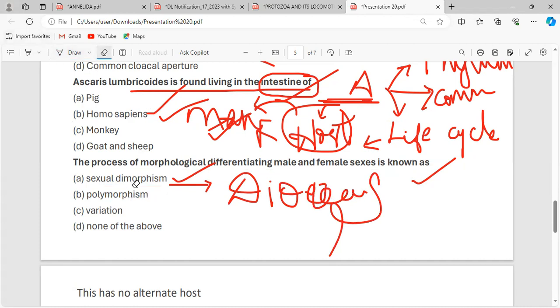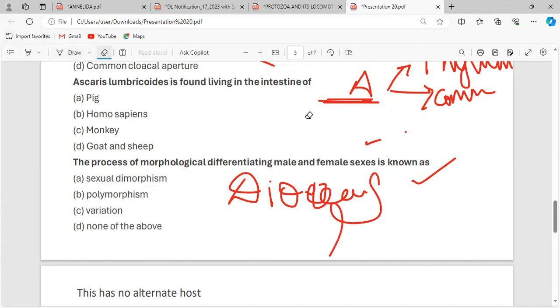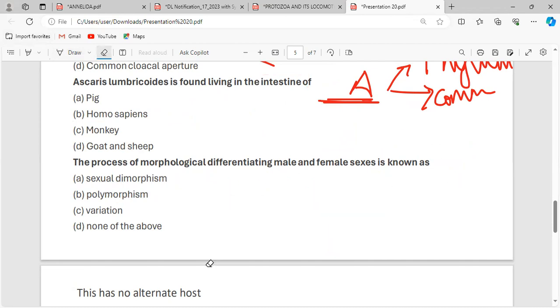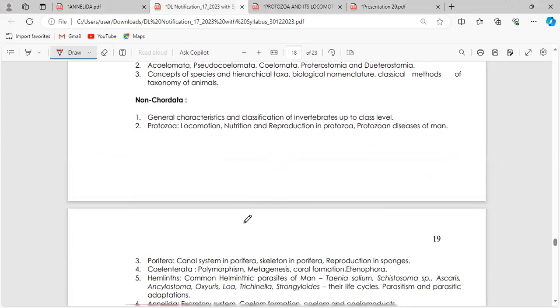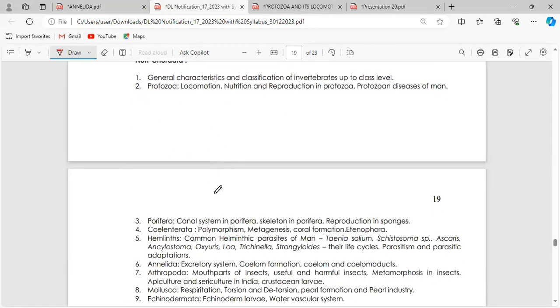What is polymorphism? Which phylum is the best example for showing polymorphism? Tell me which phylum is responsible for showing perfect polymorphism. If you know the syllabus, you can easily know. That is why I keep stressing each and every point. In which phylum do we study polymorphism?